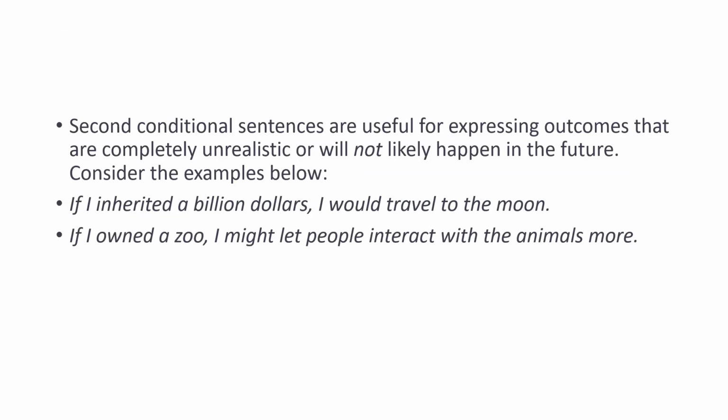And second conditional sentences are used for expressing outcomes that are completely unrealistic or will not likely happen in the future. So consider the following examples. If I inherited $1 billion, I would travel to the moon. If I owned a zoo, I might let people interact with the animals more.